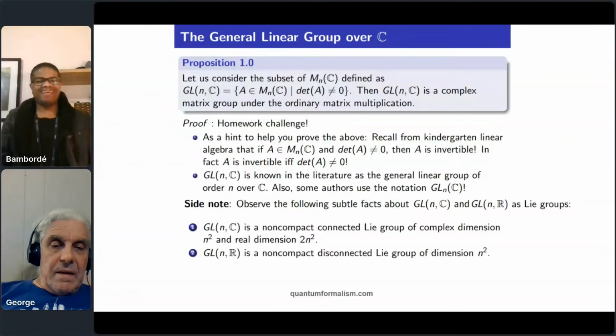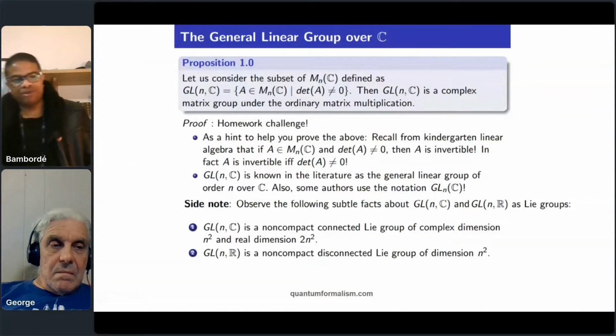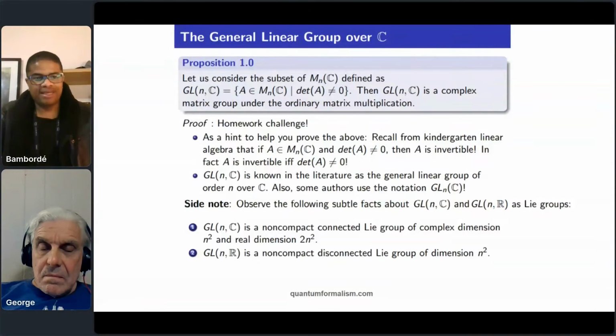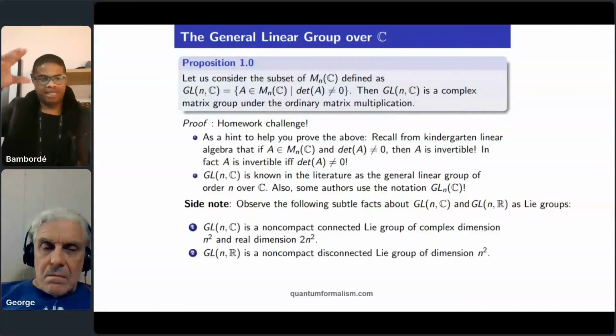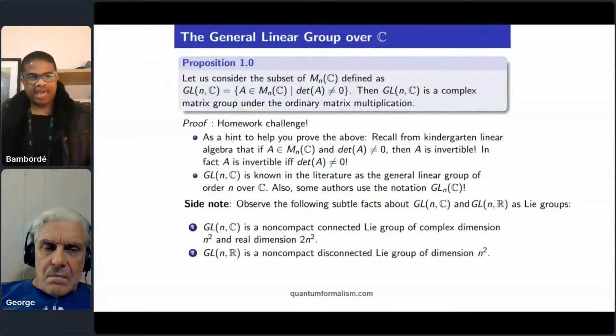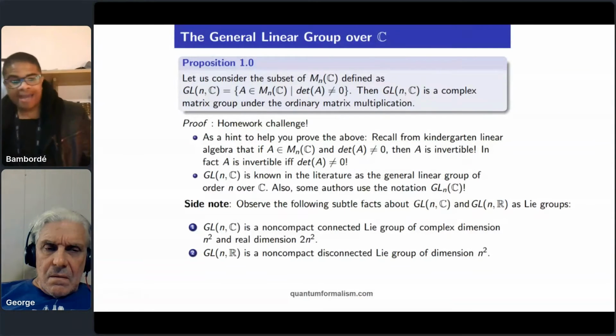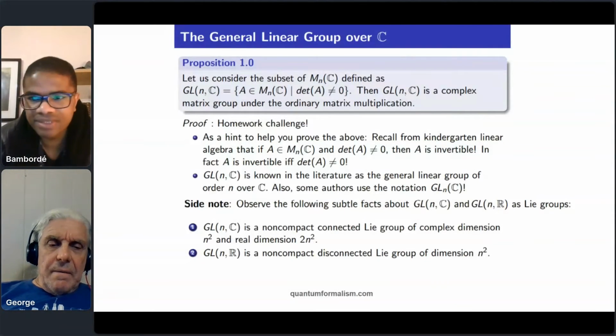Okay. So this has to do with the fact that you can view it as a complex matrix, any complex matrix. You can also view it as a real matrix. It's actually isomorphic to a subgroup of GL 2n of R. This is something you will understand in the Lie groups.